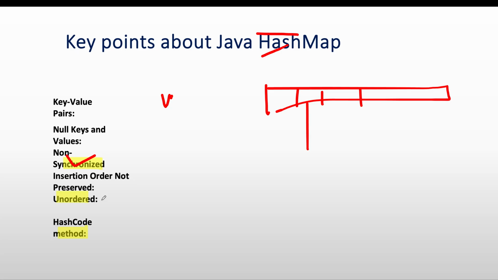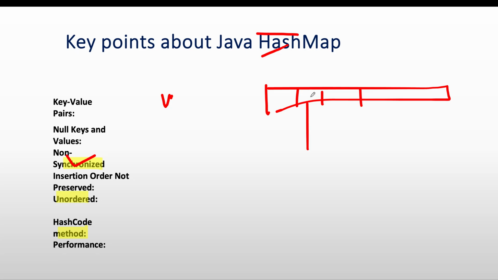Okay. Next important point about the hash map is the hashCode method. As we know, hash map works on the hashing concept. It means that it is going to use the hashCode method to calculate the hash code, and based on that it is going to calculate some index internally, and then it is going to insert the record.